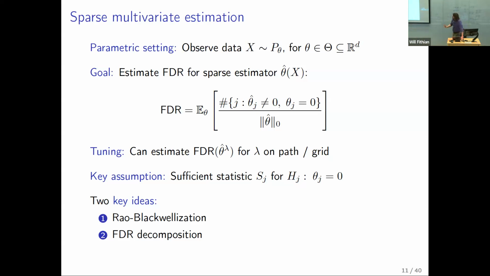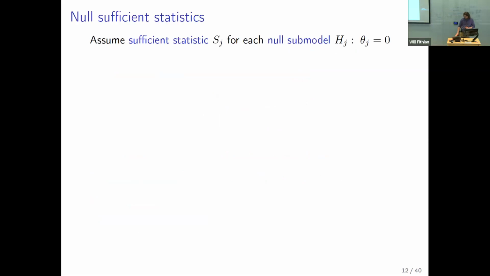Okay, so two key ideas. One is Rao-Blackwellization, and the second is the decomposition of the false discovery rate into the contribution of each variable. I'll talk about those two in turn. Okay, so what do I mean by a sufficient statistic S_j for the null submodel?